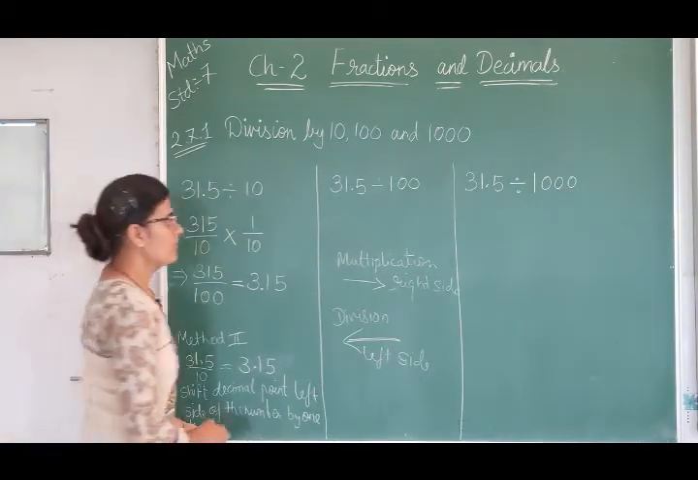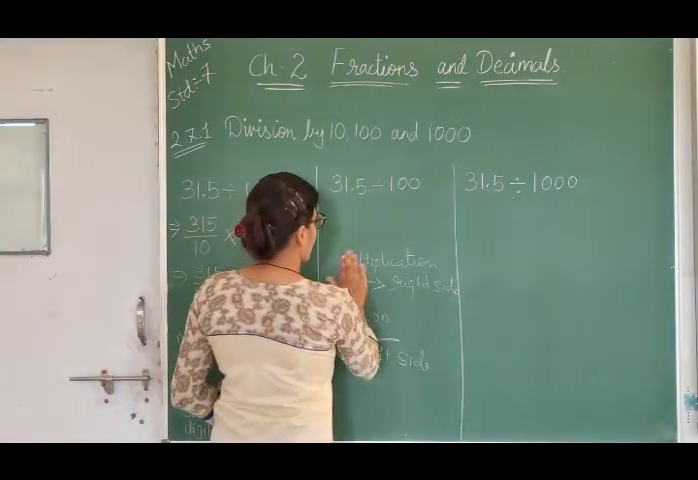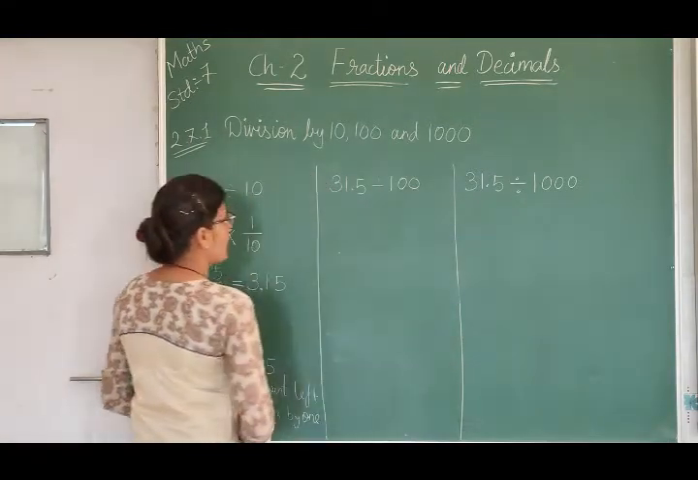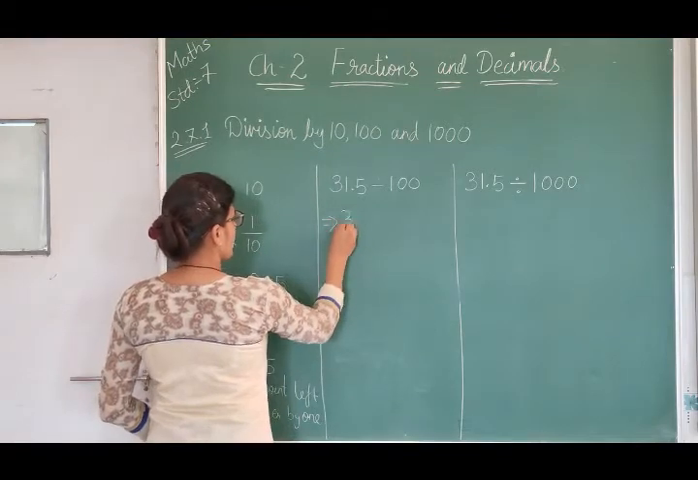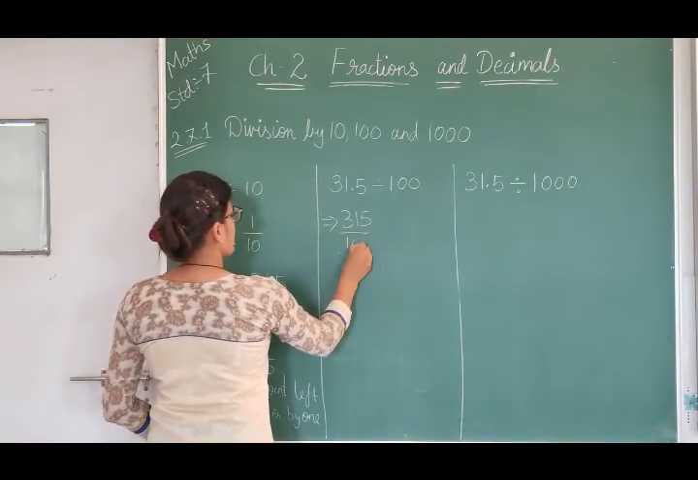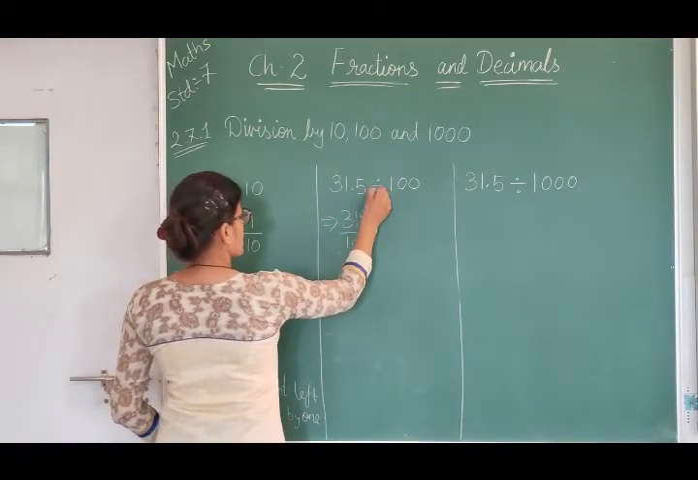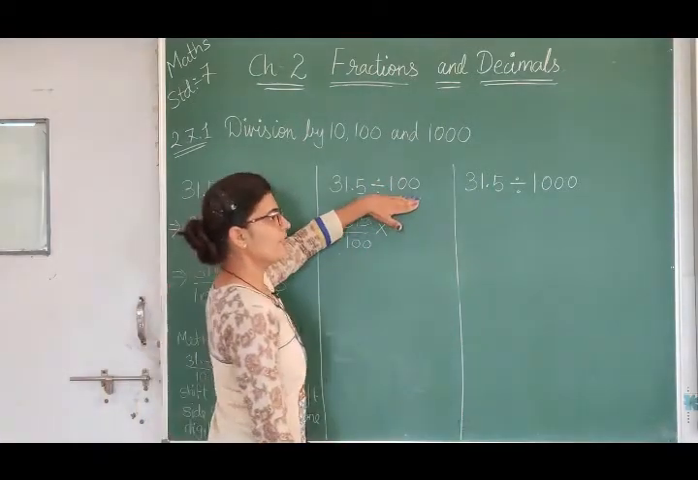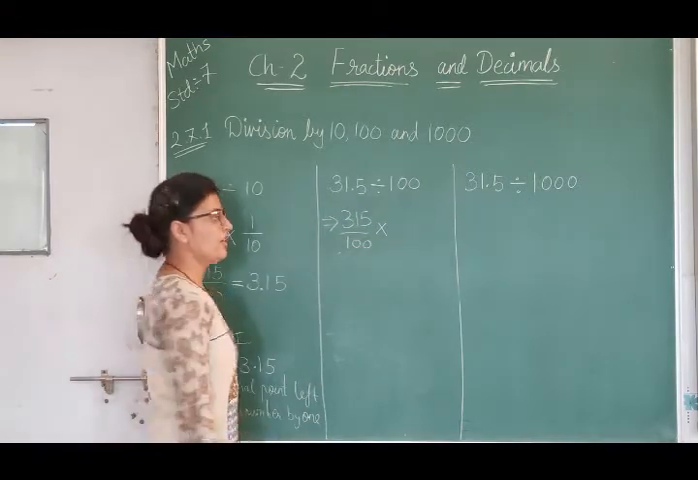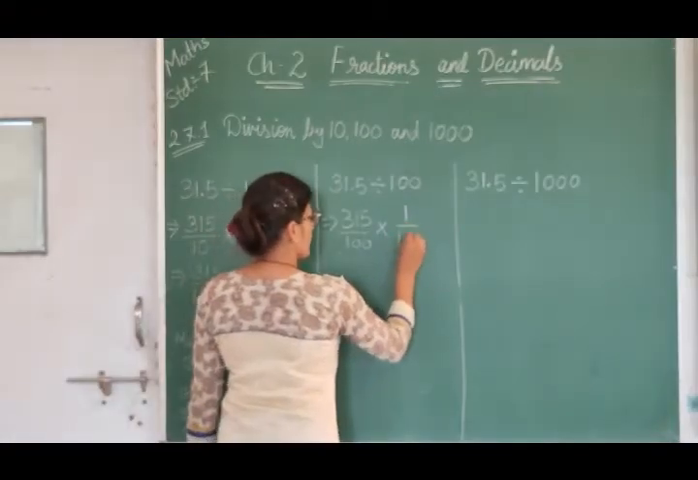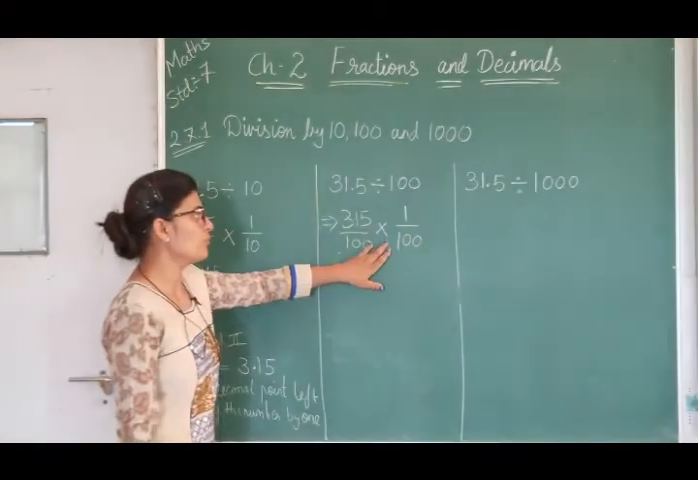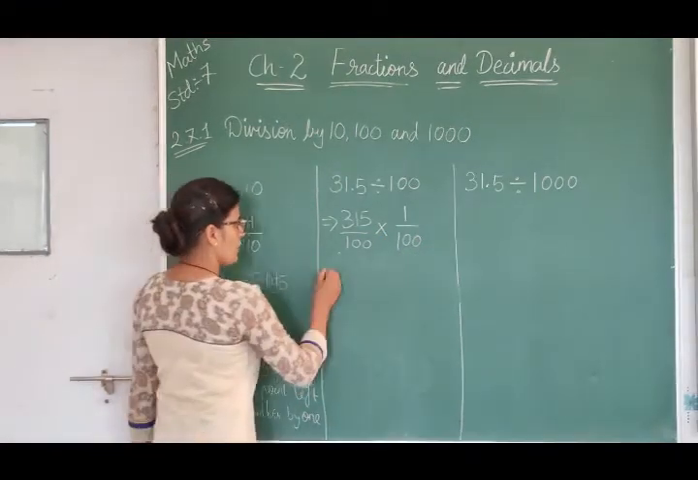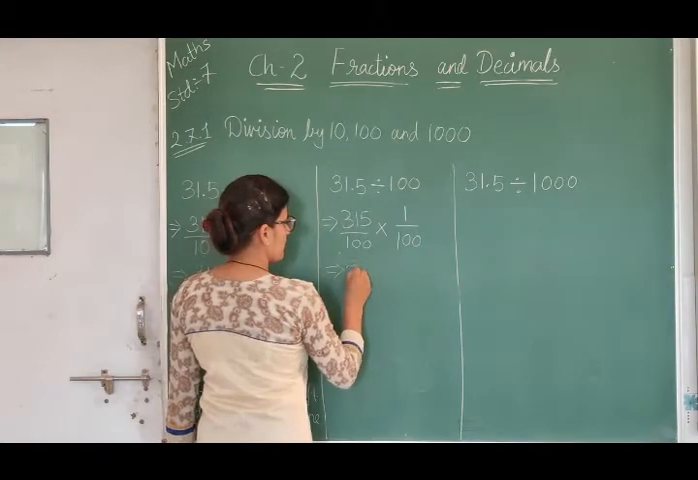Now another, division by 100. Here 31.5 can be written as 315 divided by 100. Again this division sign we will convert into multiplication. This 100 we have to put the reciprocal of 100. So 1 by 100. Don't make a mistake to put over here 100. It will be 1 by 100 only. Now what will be the required answer?